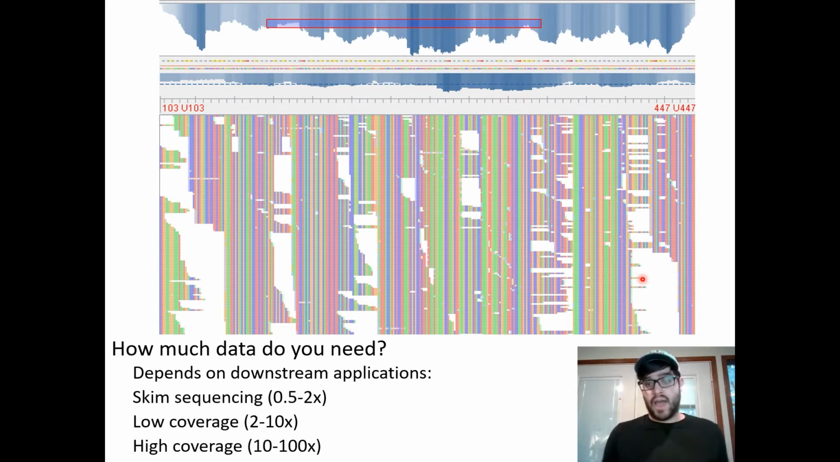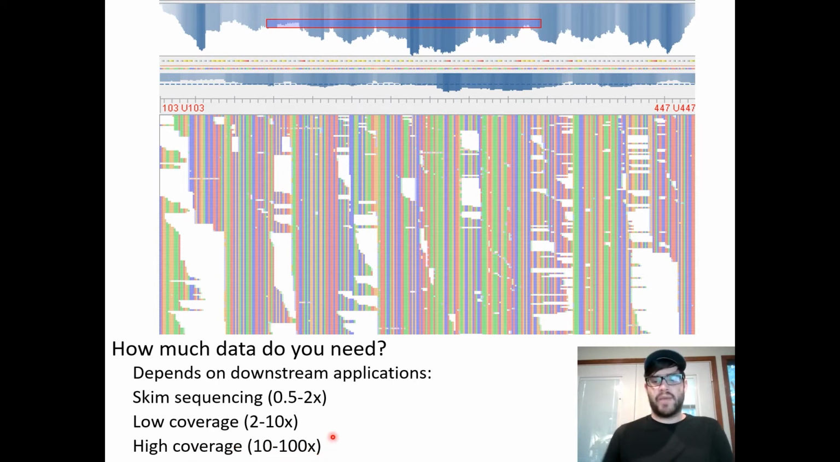And so the question is, how much data do we need? This really depends on the downstream application that you're doing. We can start from the bottom here with the highest coverage, and this would be really important for clinical data. If you're working with human disease-associated types of analyses, you might want really high coverage, so that would be on average 10 to 100x.